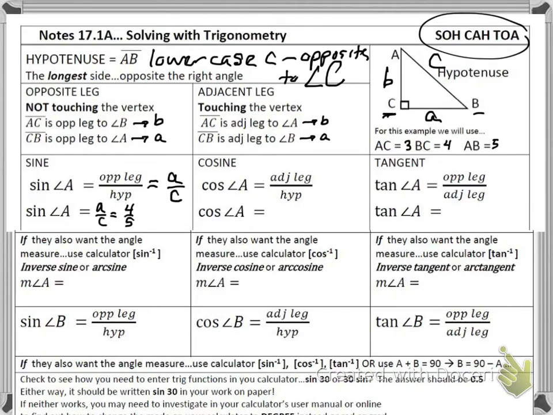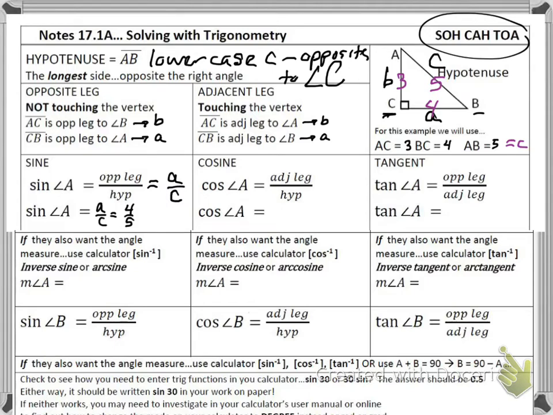Let's go back and put those numbers on here. A to C is b, which is also my 3. B to C is a, it's also my 4. A to B is my hypotenuse, my c, and this is my 5. We're going to be using those as we work through these problems.